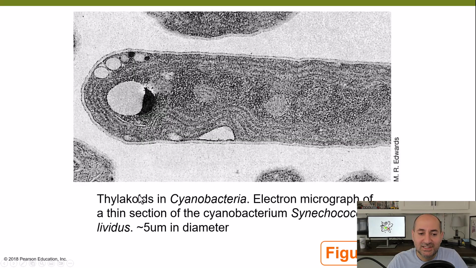Here you can see the thylakoids of cyanobacteria, and you can see they kind of look like pancake stacks in here, but they are stacks inside of the cell itself in the cytoplasm, and they are an extension of the plasma membrane.